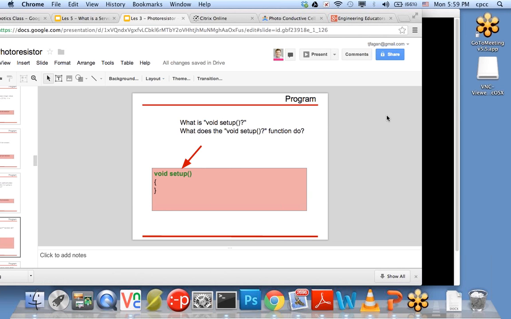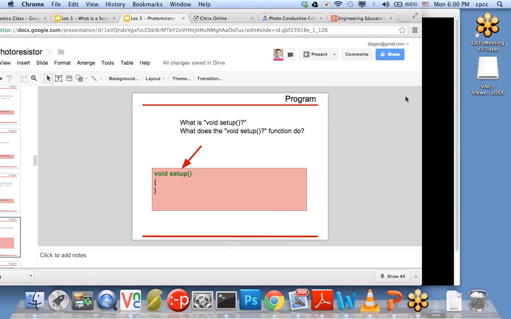What does the void mean? I'm going to lower your hands. What does the void mean? So I'm going to look for a raise of hands. Oh, Jeremiah, there you go. Jeremiah, what does the void mean? That it does not return a value. Great job. Thank you, Jeremiah. Yes, it does not return a value at all.